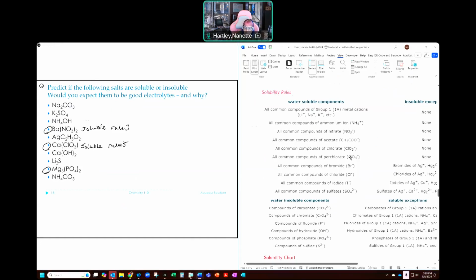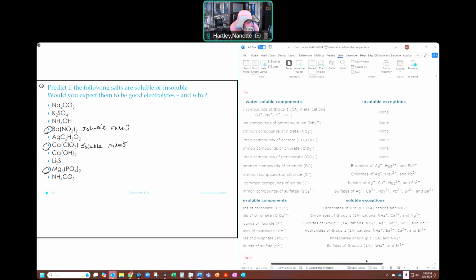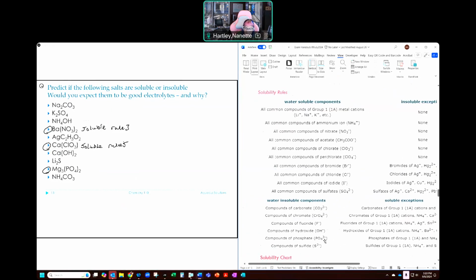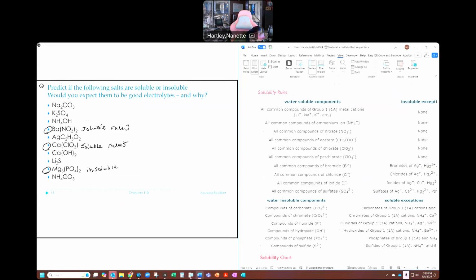Mg, and PO4. Compounds of phosphate. Phosphates of group 1 and NH4 are soluble. All other ones, it says, are insoluble. So insoluble, rule 5. And it's insoluble rule 5 because I did not find it in a group 1 metal. So Mg is not a group 1 metal, so therefore it is not soluble. So that's what I've got for those.